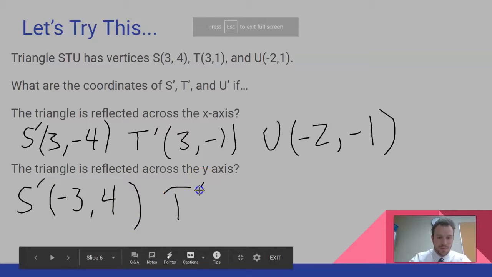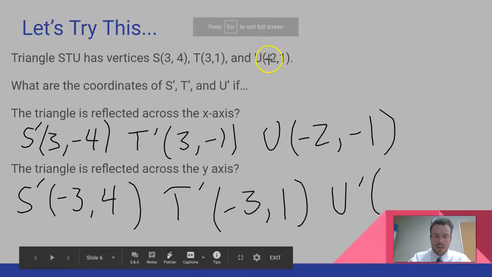T prime would be (-3, 1). Again, the x value is becoming opposite. And then U prime, well, the opposite of negative 2 is positive 2. So unlike the other values we've looked at, this is negative, and it's going to become positive. So (2, 1). The y value stays the same. The x value becomes opposite.